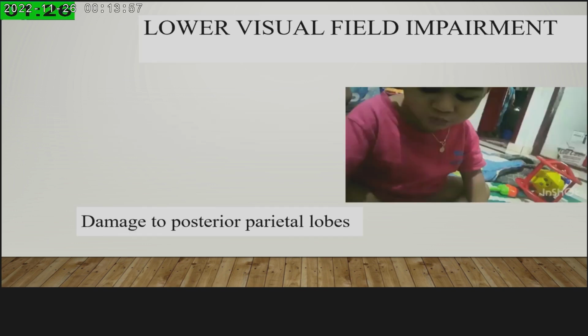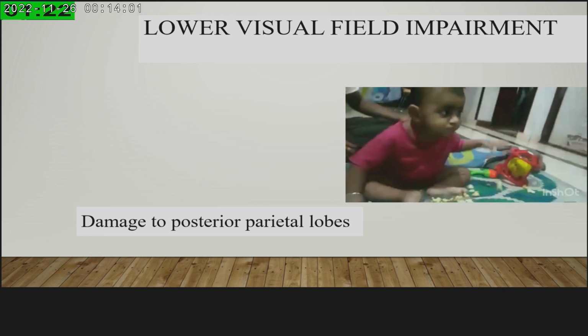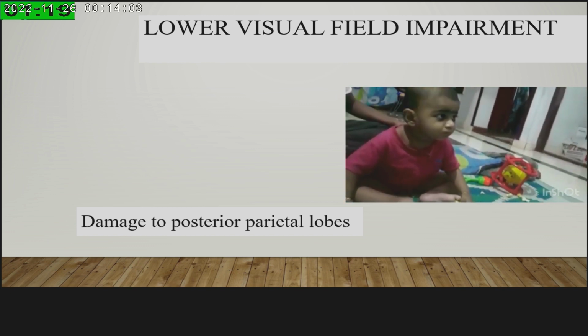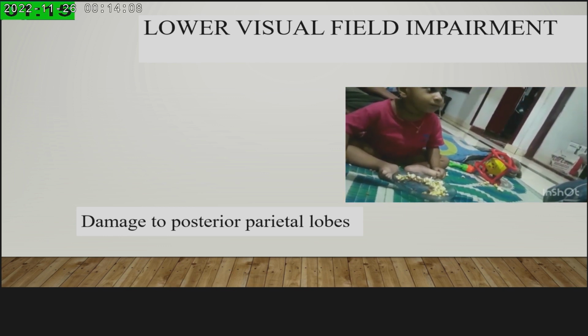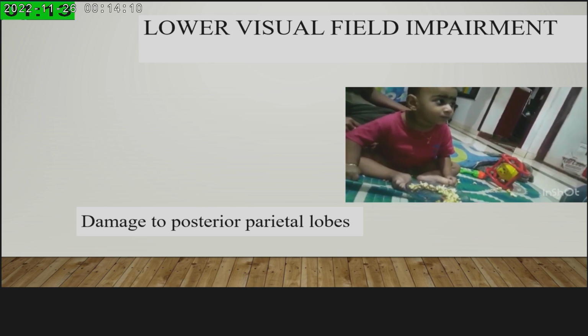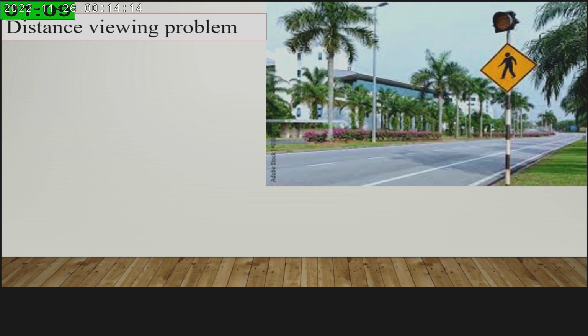Some children like this boy cannot pick up food, cannot see the food kept in the plate below because of the lower visual field impairment. Slightly older children like this will find it difficult to climb downstairs. Then they also have distance viewing problems.